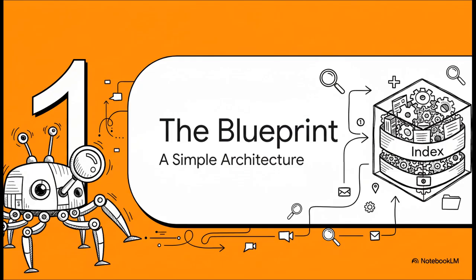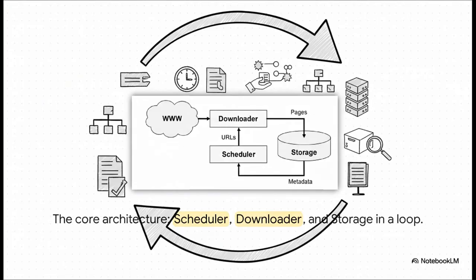Well, the answer to that huge challenge is actually a surprisingly elegant system. It's called the crawler indexer architecture. And really, this is the blueprint, the fundamental design that brings order to all that online chaos. So at its very core, it's all about this simple but really powerful loop.